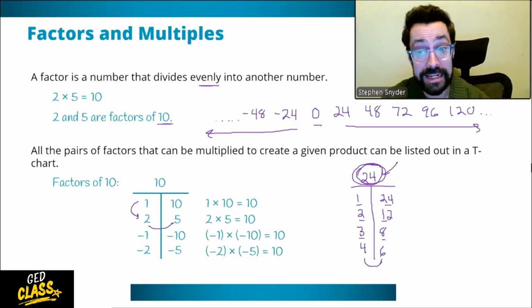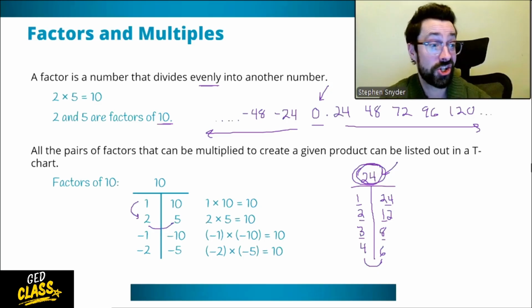Because the definition of multiple is you take your number and multiply it by any other integer, and 0 is an integer. It's considered a whole number. So any number times 0 would give you 0, and that makes 0 a multiple of everything. Such trickery. But notice 0 can never be a factor. Why not? Why can 0 never be a factor?